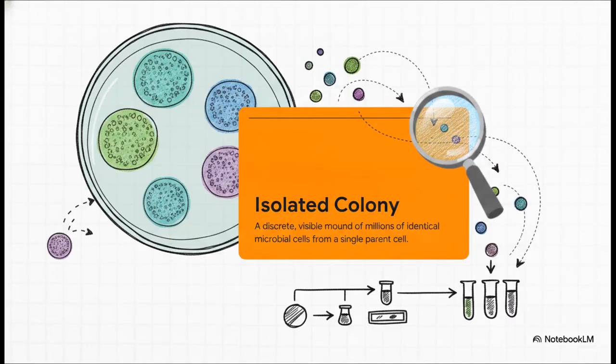But why do we do all this? Well, the ultimate goal of every single one of those isolation techniques is to achieve an isolated colony. This is a discrete, visible mound of literally millions of identical microbial cells resting on or within the agar. And here's the kicker. They all originate entirely from the replication of just one single parent cell. This isolated colony is the absolute foundational building block for all diagnostic testing. Seriously, you cannot proceed reliably without it.